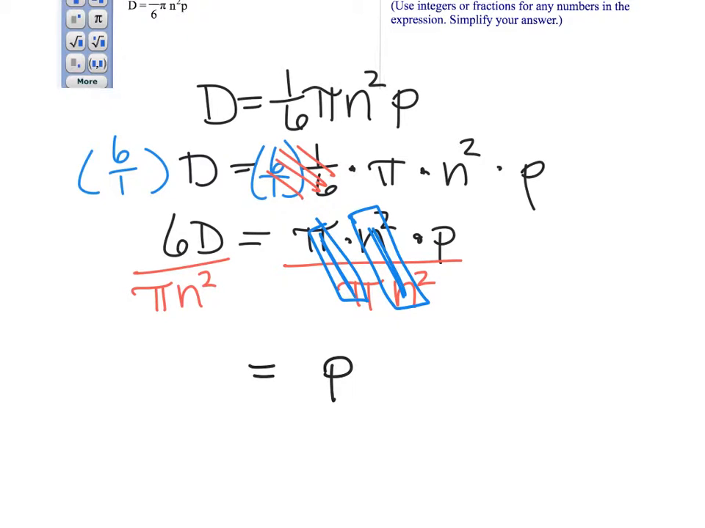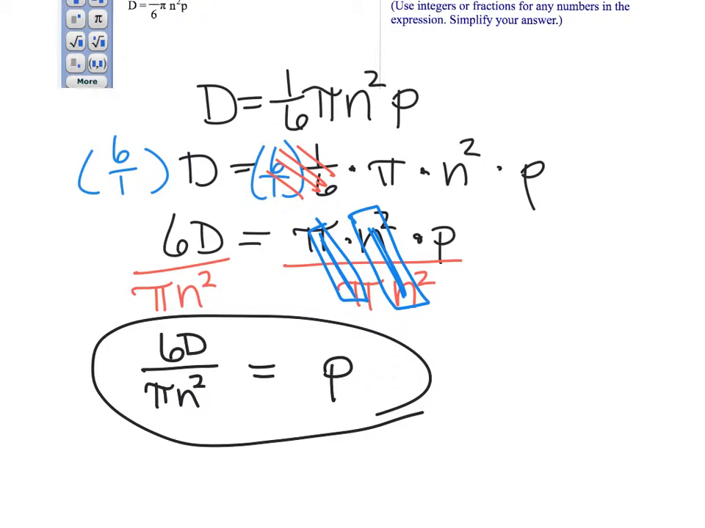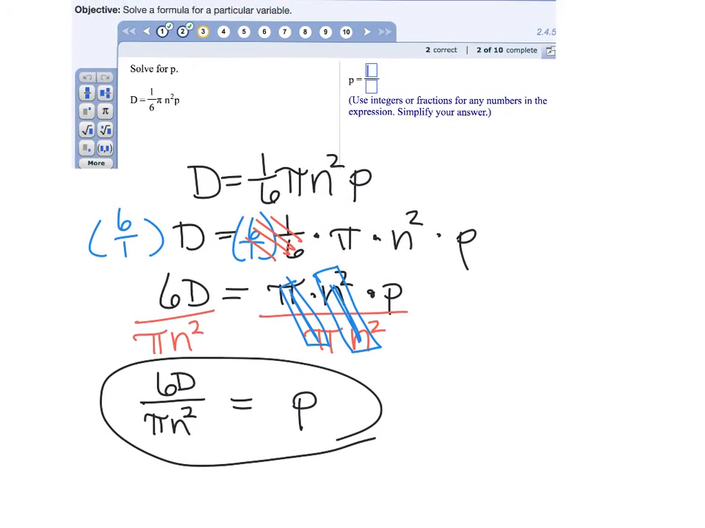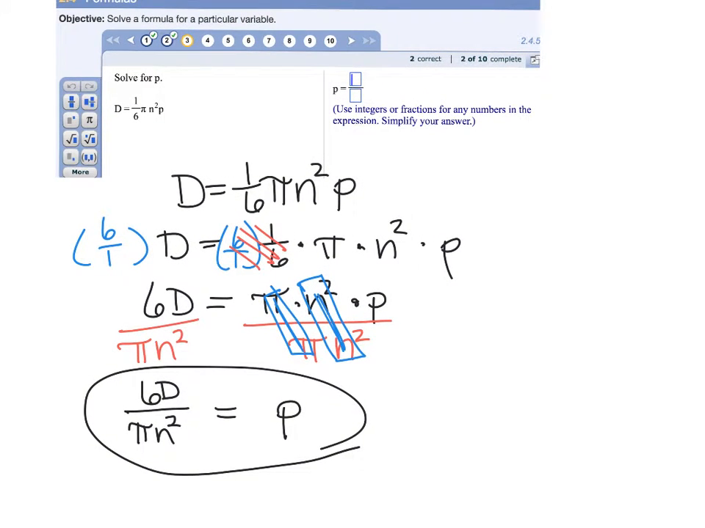And then the left side cannot be simplified. It's as easy or simple as it gets. And so there is your answer, 6D over pi times n squared. Now that is the answer they want you to enter up here. So notice that they want you to type in two separate parts. They want you to type in the numerator in the top box and the denominator in the bottom box.